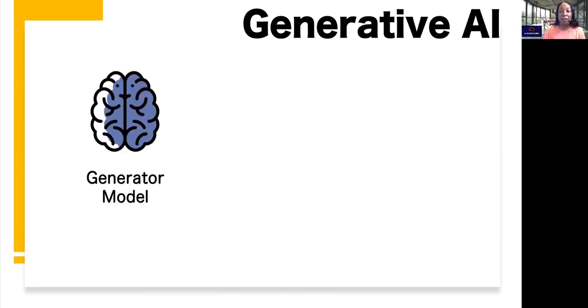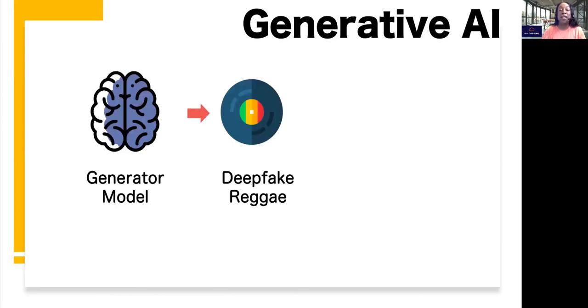You have the generator, and the generator produces this deep fake reggae track. Now, if you're not familiar with the term deep fake, you may have seen these videos on the internet of faces superimposed over famous people or a famous person saying some phrase that you know they would never say. It's all fake video that's created using generative AI. And the term deep fake combines deep learning, which is a form of machine learning, with the word fake, so deep fake. So we have this generator, it produces this deep fake reggae track.